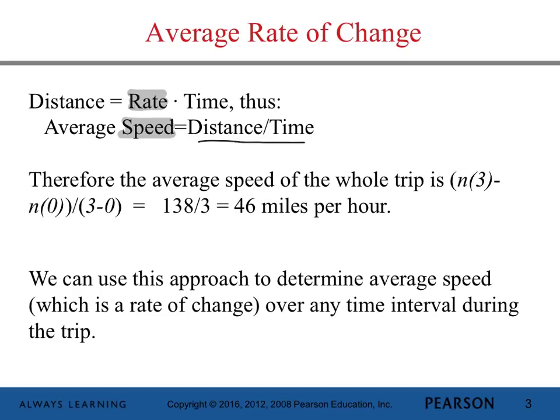So the average speed of the whole trip would have been, since we are recording for 3 hours, n of 3 minus n of 0 divided by 3 minus 0. And since at the end of 3 hours we had traveled 138 miles, and we had been traveling for 3 hours, that gives us the average speed of 46 miles per hour. We can actually use this approach to determine the average speed for any time interval on the trip.